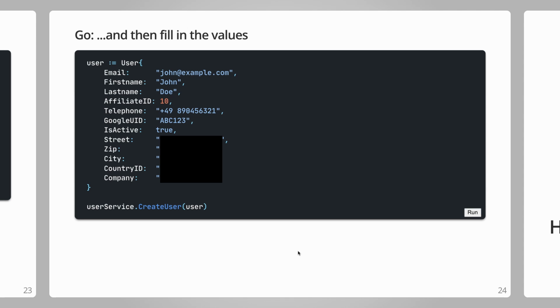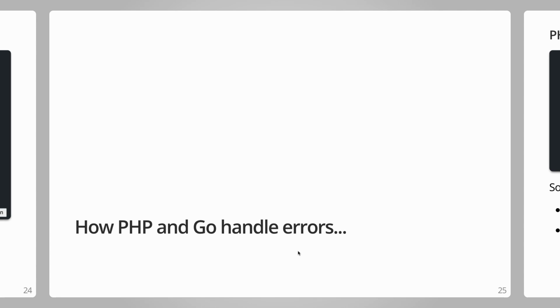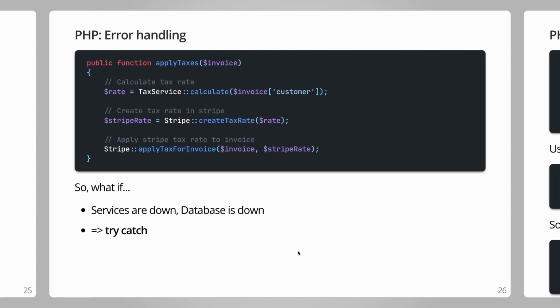But let's continue by taking a look at how PHP and Go handle errors. So say we have this function here, which applies tax on an invoice. We ask TaxJar to calculate the taxes, then submit this to Stripe, and finally apply the taxes for the invoice. You can clearly see that we have no error handling in place. So if any of the services or the database is down, this would fail horribly. But what do we do about this? Obviously, we surround it with try and catch.